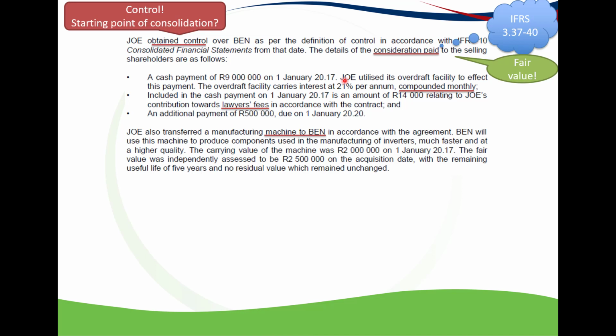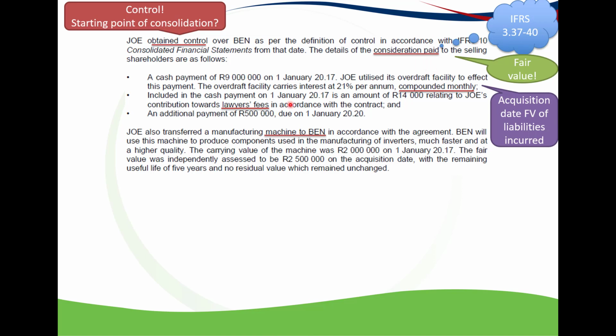But then interestingly, they say the parent utilized its overdraft facility to effect this payment. This overdraft facility carries interest at 21% per annum compounded monthly. Do we have to use this information, do you think? No, we do not have to use this information, as IFRS 3 states that where a liability is incurred, we must only use the acquisition date fair value. So any subsequent cost relating to that liability is not considered when calculating the amount of the consideration paid at the acquisition date.